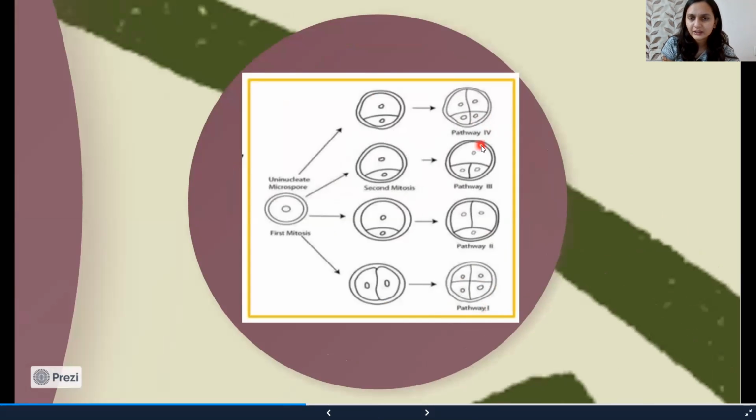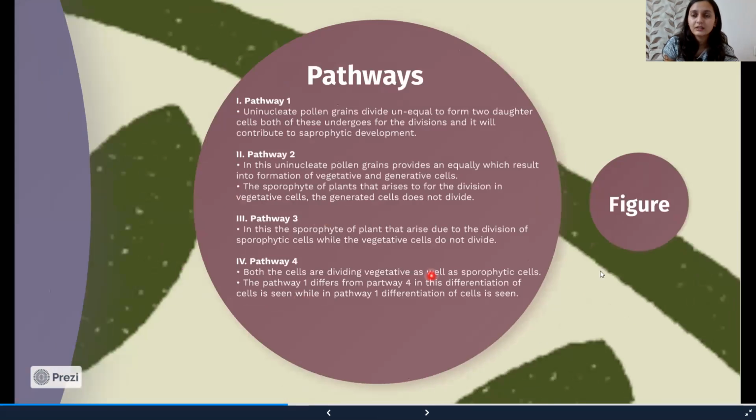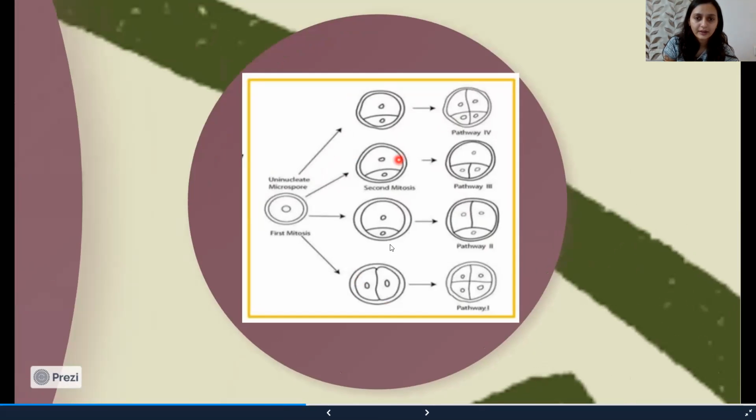So in this figure, pathways 1, 2, 3 and 4 are labeled. There is a mistake in this, but my explanation in this slide is correct, but by mistake I got a different figure, I think. So please refer to this portion of the figure only, not this portion.